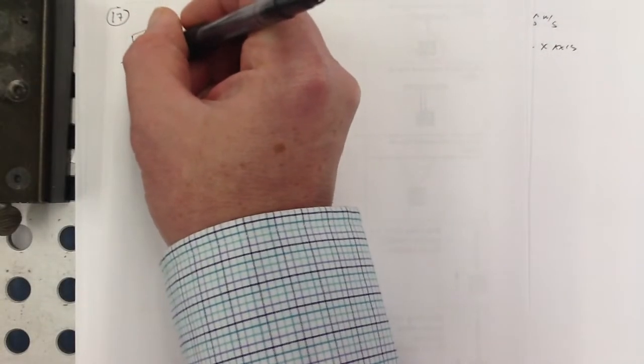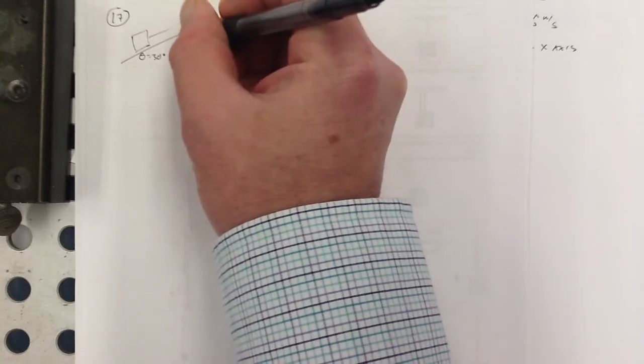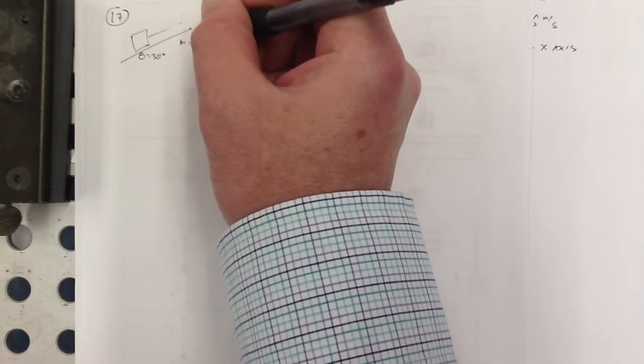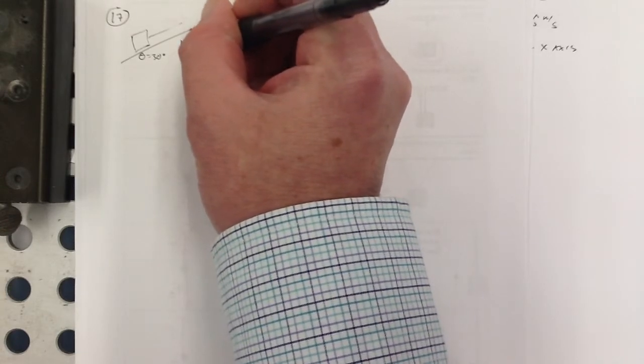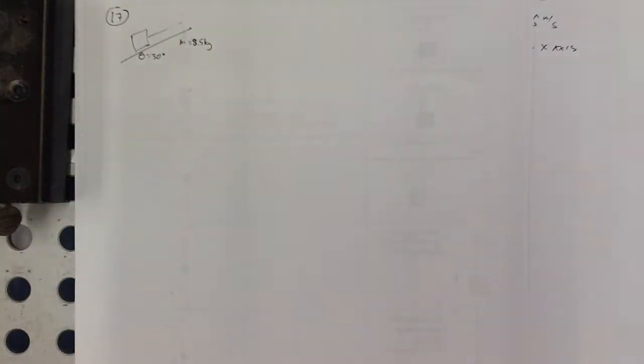And the angle is 30 degrees of this ramp. The mass of the block is 8.5 kilograms. And I want to find the tension of the cord, the normal force acting on the block, and then if the cord's cut, the magnitude of the resulting acceleration.